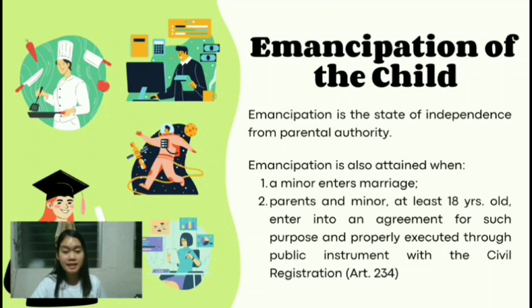Emancipation is also attained when, number 1, a minor enters marriage. When a child enters a marriage, that also means that he already knows to stand on his own. Parents should not interfere in all of the decisions if their child is already married, because he already knows how to decide for himself. Number 2, parents and a minor at least 18 years old enter into an agreement for such purpose and properly executed through a public instrument with a civil registration.